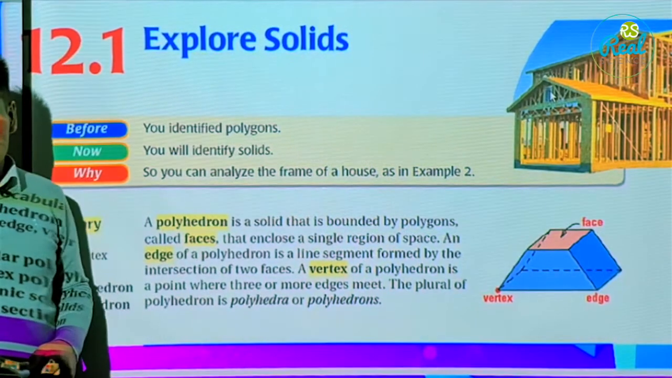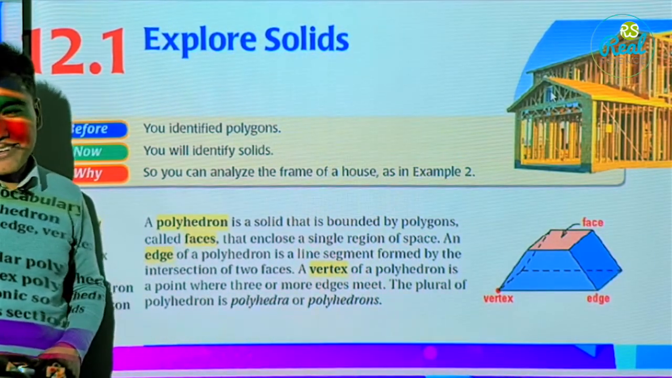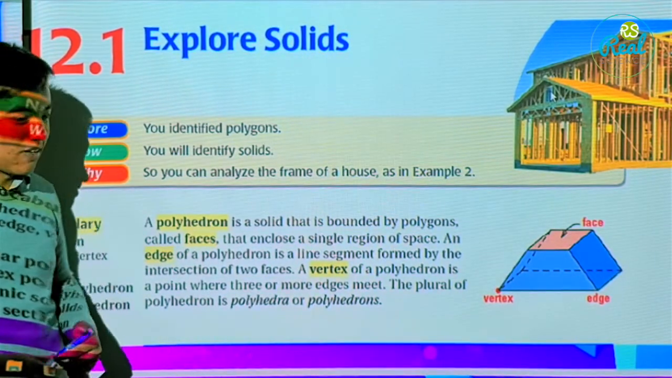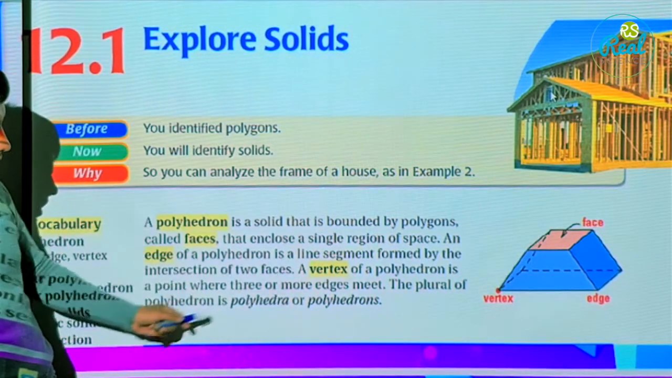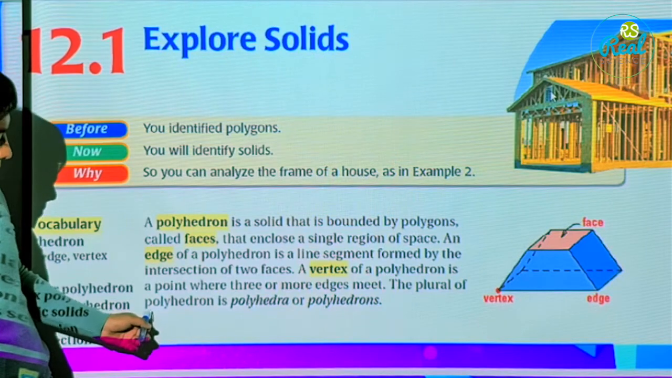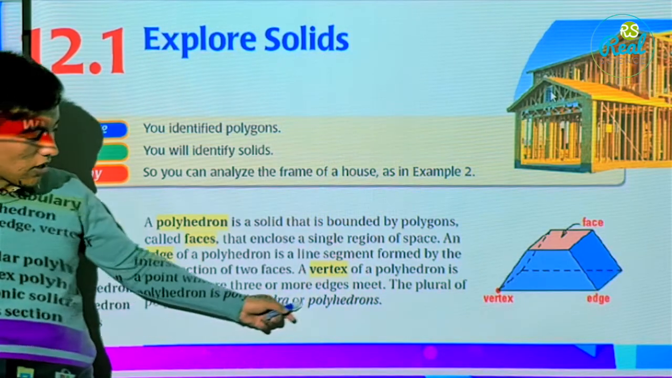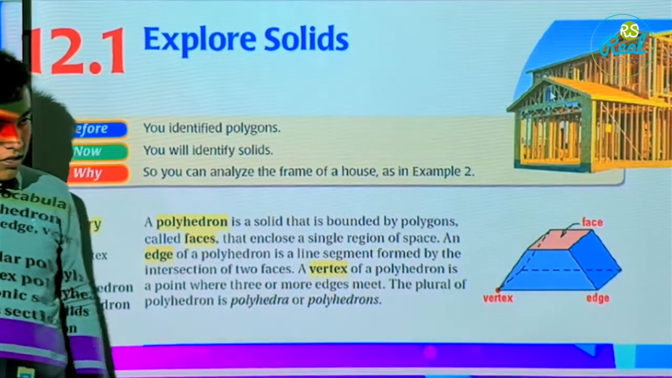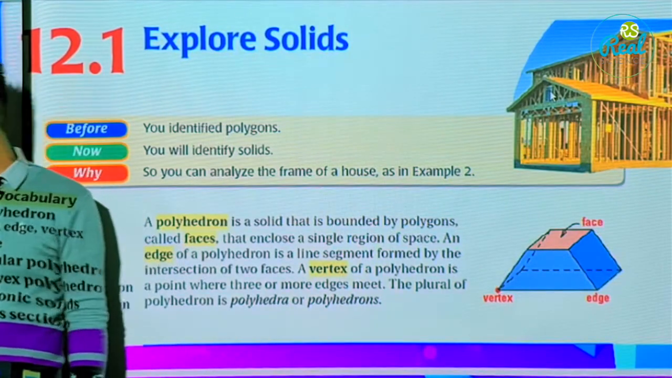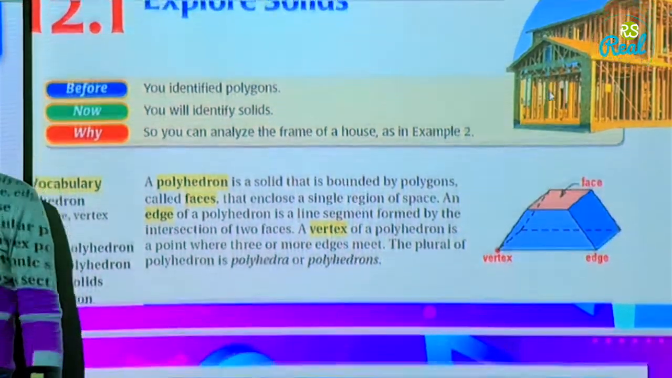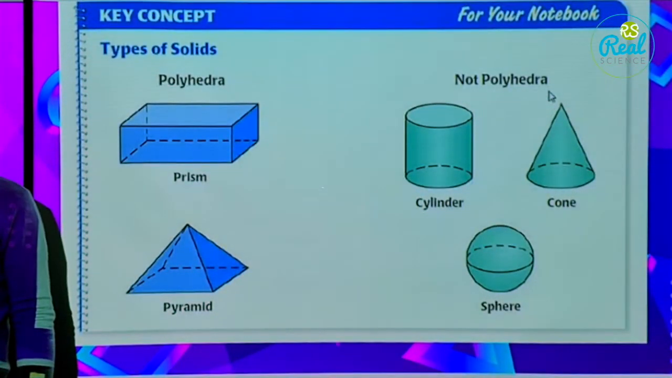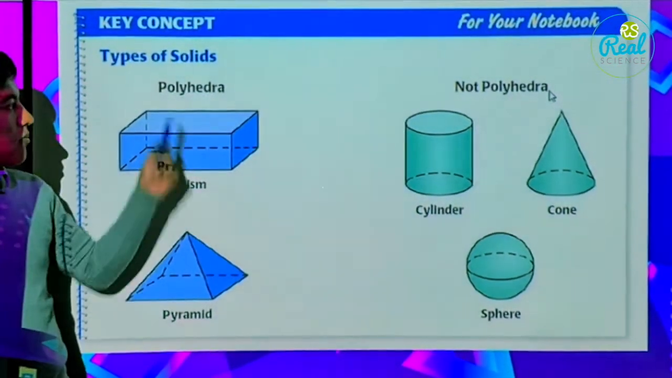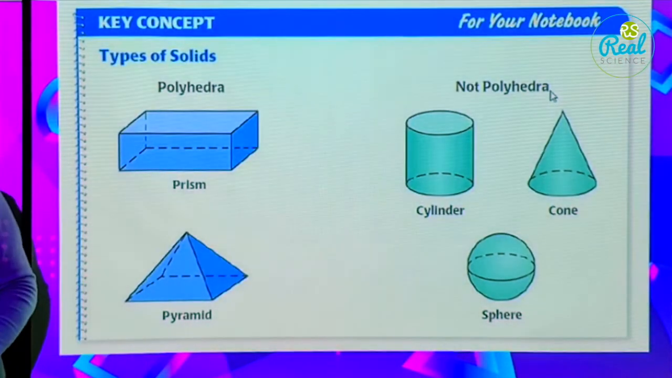And a vertex, what does it mean? Vertex, you know. So many times we repeated vertex, yeah? A vertex of polyhedron is a point where three or more edges meet. The plural of polyhedron is polyhedra or polyhedrons. Both are correct. We can say polyhedron or polyhedra. Both are possible. Both are correct.